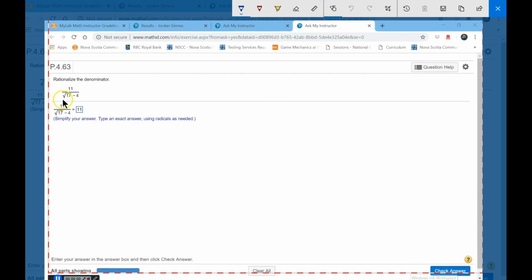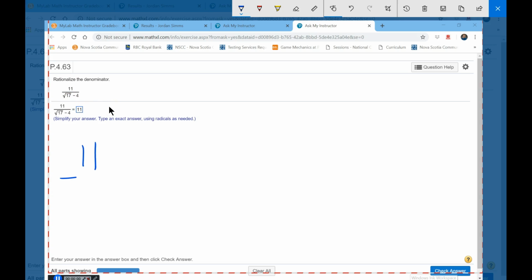So what we have to do here is we have the square root of 17, which is an irrational number. It's a decimal that goes forever, and it's in the denominator, which means this is a fraction where the whole part of the fraction is a decimal that goes forever. We don't want to do any of that, so we're going to write this in a better way.